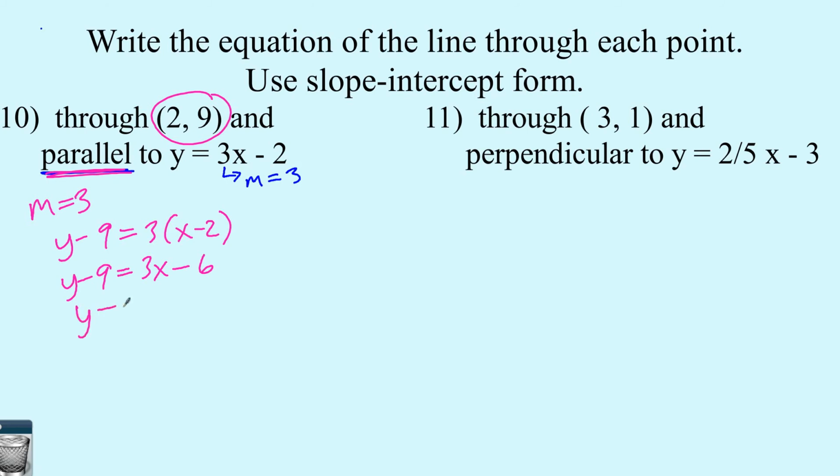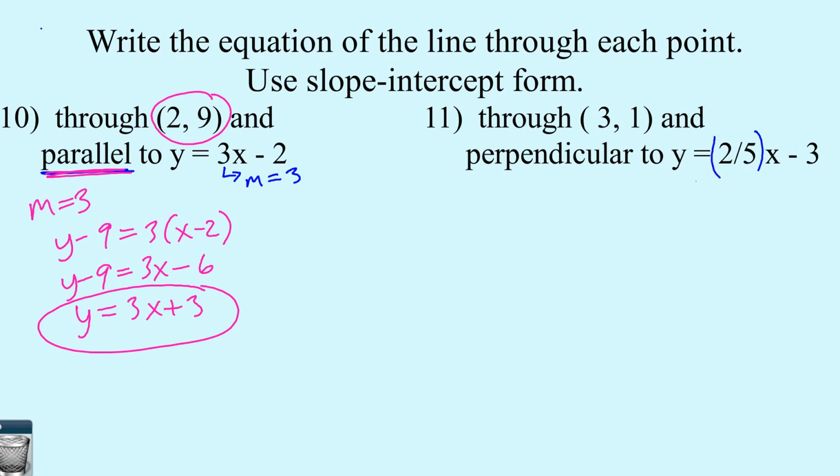Okay, then we get y equals 3x plus 3. There's our answer. So, again, let me show you with number 11. It's the perpendicular to this equation. Ooh, this was badly typed. That's 2/5 times x. So we want to be perpendicular to this graph.